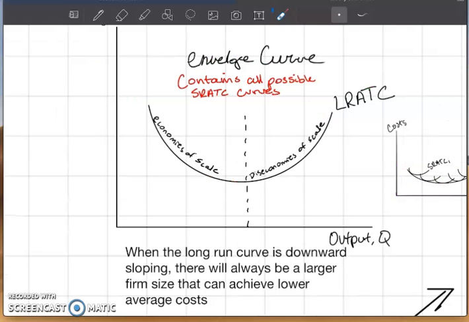An important thing to point out is that with this long run average total cost curve, when it's downward sloping, there is always going to be a larger firm size that can achieve lower average cost. There's going to be some greater scale that allows each unit of output to be produced at a lower cost. I should be adding factories if I'm trying to push for the lowest cost relative to the output that I am desiring.